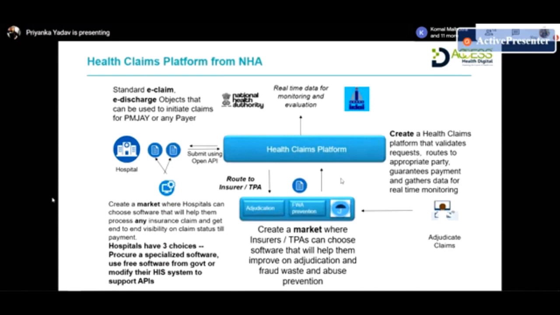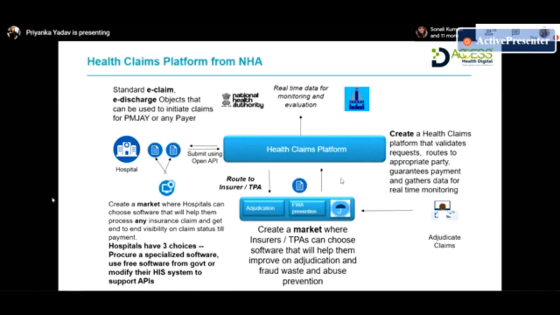So what NHA is trying to do right now with the health claim platform is exactly what iSpirit or the government did when the BHIM app was launched. They created a UPI platform for those transactions, and then they released the BHIM app. At that time Paytm and all were not available. They are trying to do the same thing.